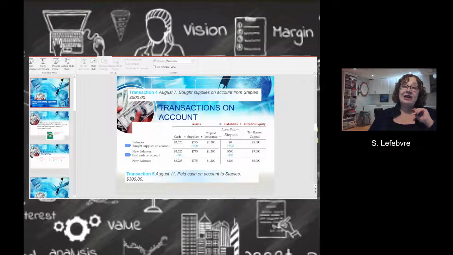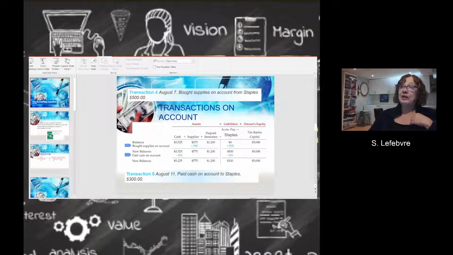Okay, let's look at transactions on accounts. So on account refers to where we might, as a business, be able to charge. And so where we don't often pay cash in advance, but we're able to charge goods that we purchase. So this transaction is August 7th. We bought supplies on account from Staples, $500.